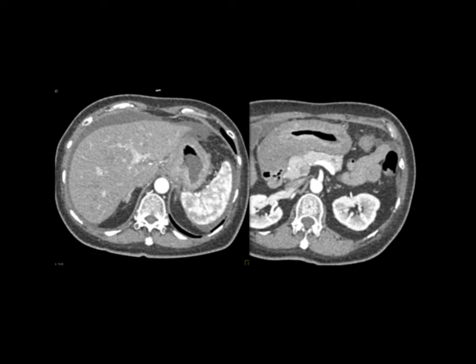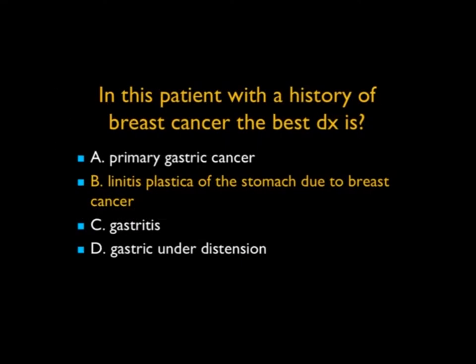It's too thick, and the appearance is not that of gastritis, and it's surely not under distension. Again, the importance of giving oral contrast before you do a study to make sure you don't overcall or undercall gastric pathology. But if you have a patient with breast cancer and linitis plastica, you've got to think about metastatic disease, and this was metastatic breast cancer, indeed, to the stomach. Just a beautiful example.